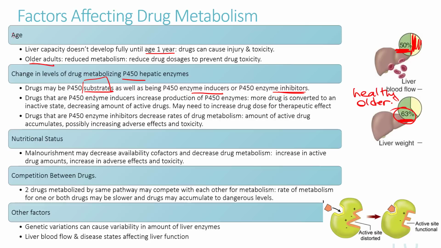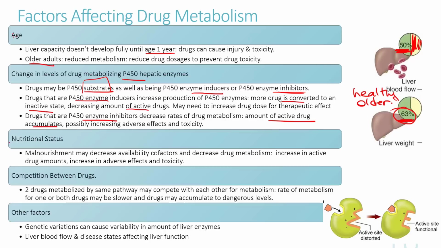All right. Drugs that are P450 enzyme inducers increase the speed of the metabolic process. So more drug is converted much quicker to an inactive state, and the amount of active drug in the system goes down. So if a person takes two drugs, and one is a P450 enzyme inducer, you might have to increase the dose of the second drug. Some drugs are the opposite. They're P450 enzyme inhibitors, so they slow down or reduce the amount of enzymes produced. Less drug is metabolized, so the amount of active drug increases. And if the amount of active drug increases, it increases the therapeutic effect, yes, but it also increases the possibility of toxicity and adverse effects.